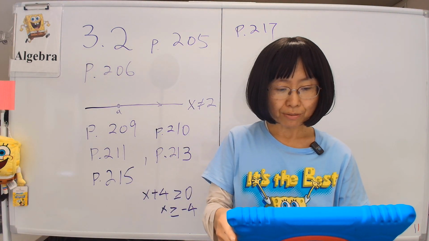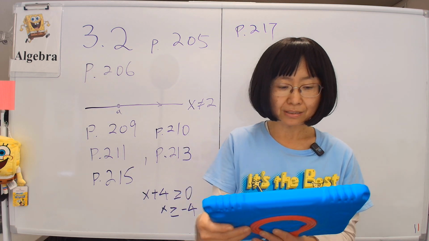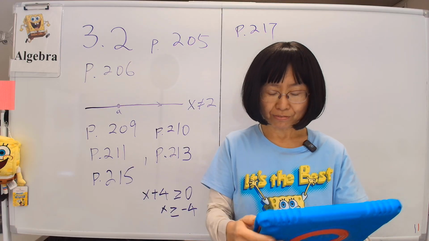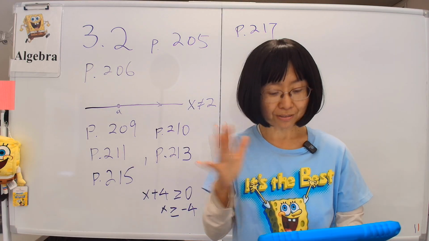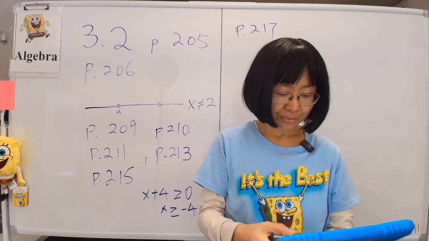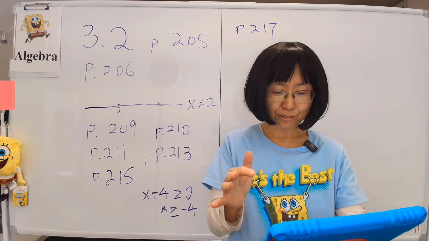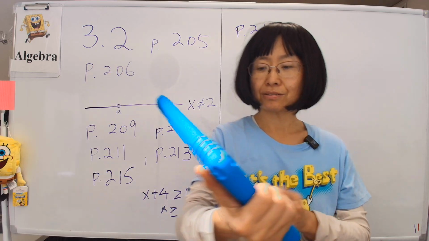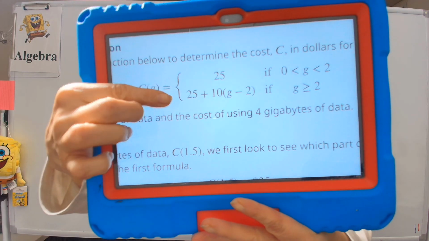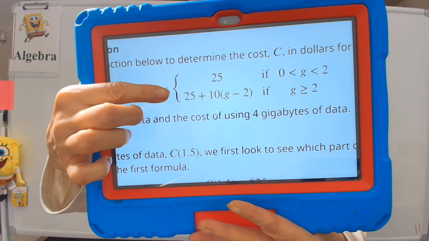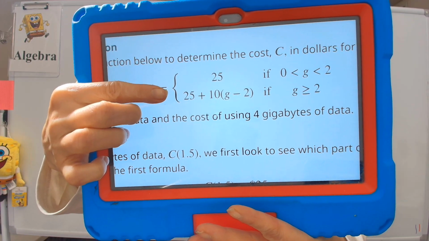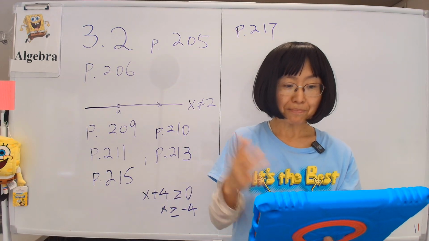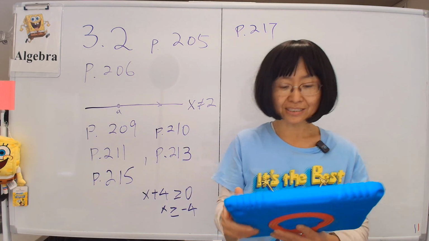So what are we doing? We first need to figure out the cost if we use 1.5 gig. According to the function description, that's between 0 and 2, so the cost is $25. Now, what if it's 4 gigabytes? Then we need to plug it into that formula there. When g is bigger than 2, which in the case of 4 it is, so let's plug it in here. That's 25 plus 10 times what? 2? 20? That's $45. Let me check to see if, yep. So the answer on the next page is $45.